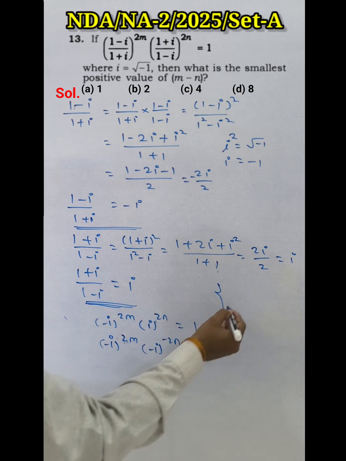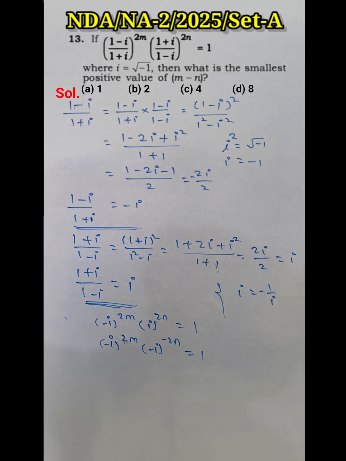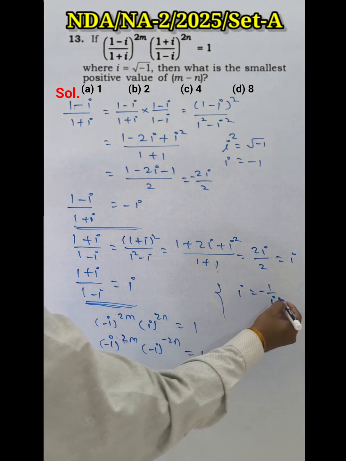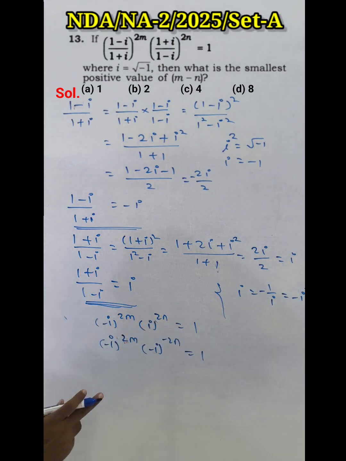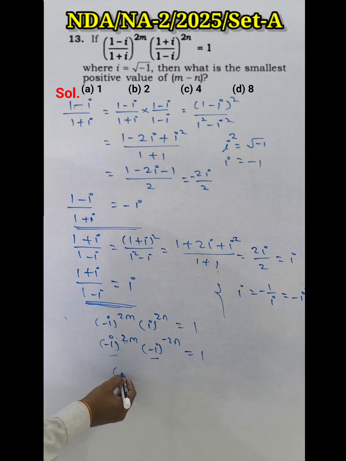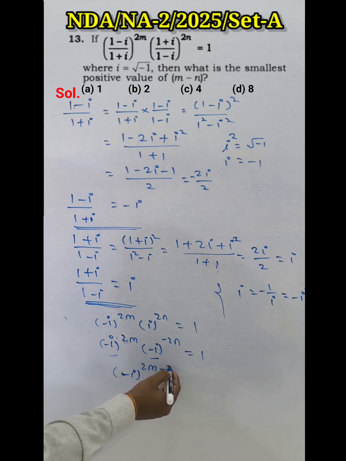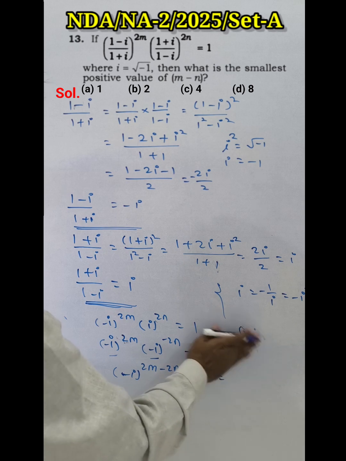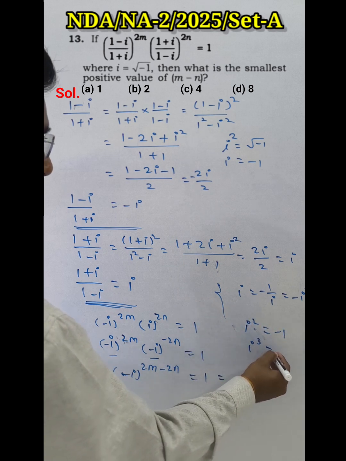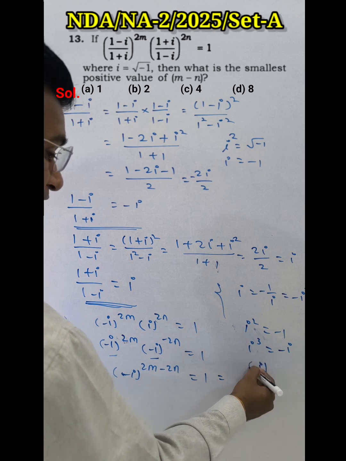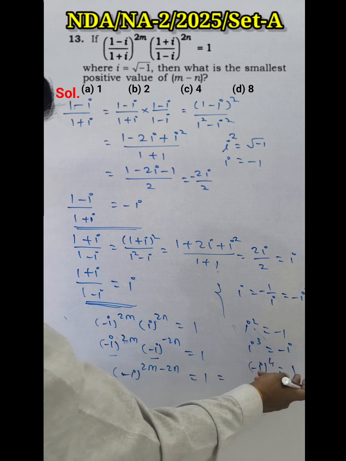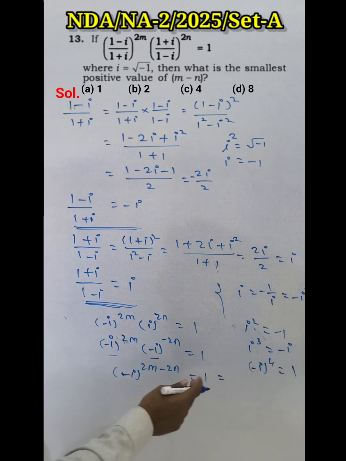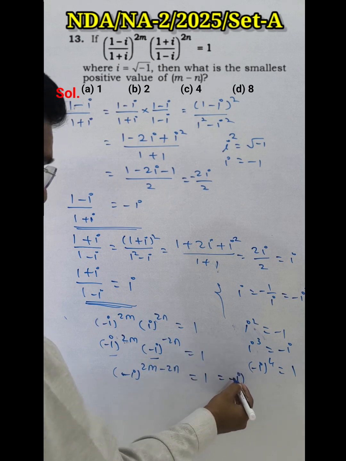After simplifying, how? i is equal to 1 upon minus 1 upon i. That's why it is minus i raised to 2n. And after the bases are equal, that's why minus i raised to 2m minus 2n is equal to 1. And i raised to 2 is equal to minus 1, i cube is equal to minus i, and minus i raised to 4 is equal to 1, because minus 1 raised to 4 is 1 and i raised to 4 is 1, 1 into 1 is 1. That's why in the place of 1 we put minus i raised to 4.